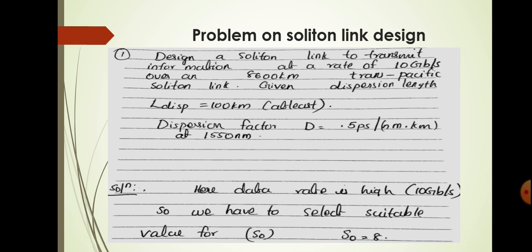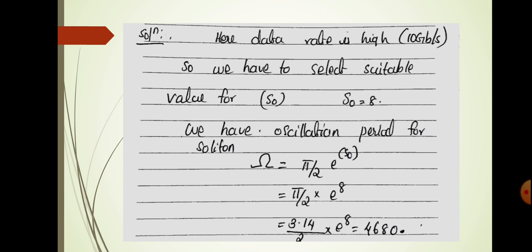So here we will make a substitution. We will make an assumption that the data rate is very high, that is 10 gigabits per second. So we have to select a suitable value for S0, which is the spacing distance of the solitons. Let S0 be equal to 8.